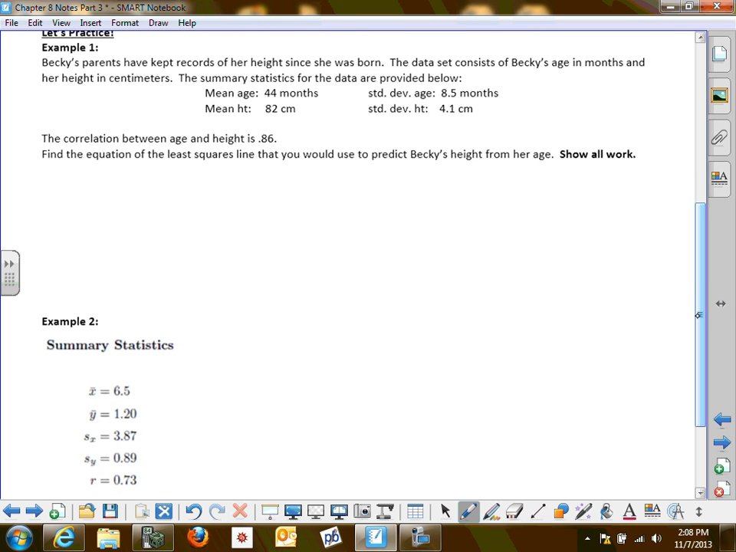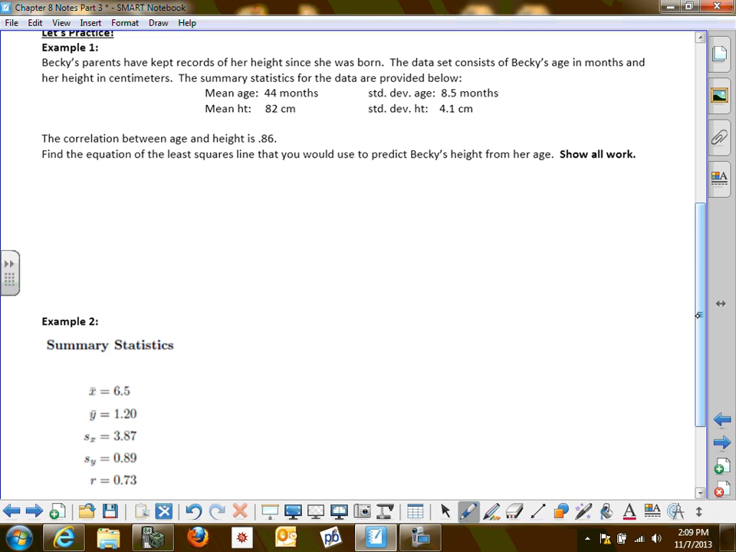Becky's parents have kept records of her height since she was born. The data consists of Becky's age in months, and then her heights in centimeters, and so here are the data statistics. My first question is, what item do you think is the explanatory variable? What would be explaining in this case? Age. I agree. Age in months would be your explanatory, and then the height would be the response to that.